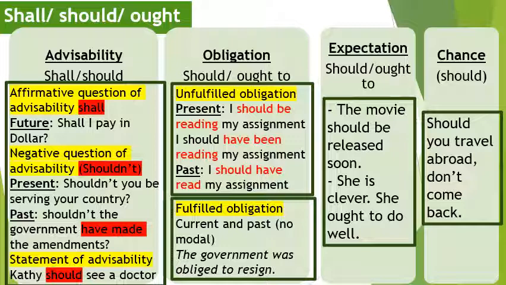Fine. There are four meanings that can be expressed with shall, should, and ought. And by the way, you don't use all of them in these four meanings. We'll see now that you have either shall and should to express advisability. This advisability, we see that they are of three types. The first one, either affirmative question of advisability, negative question of advisability, and the statement of advisability.